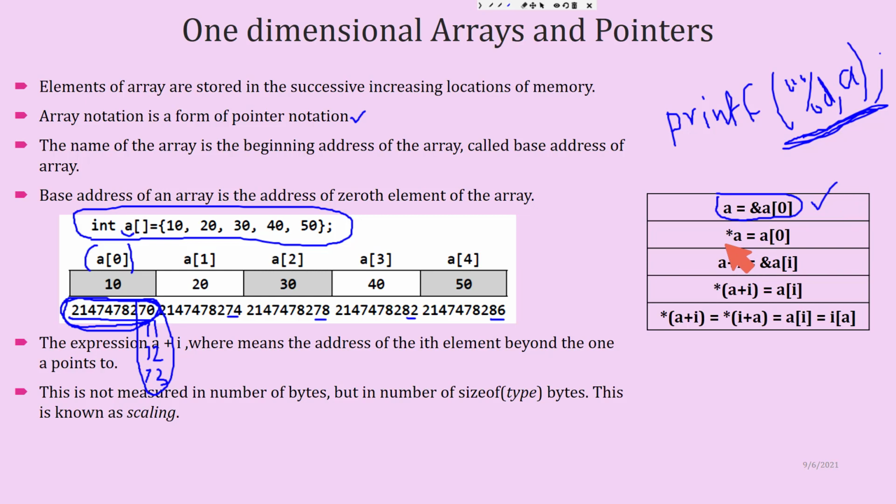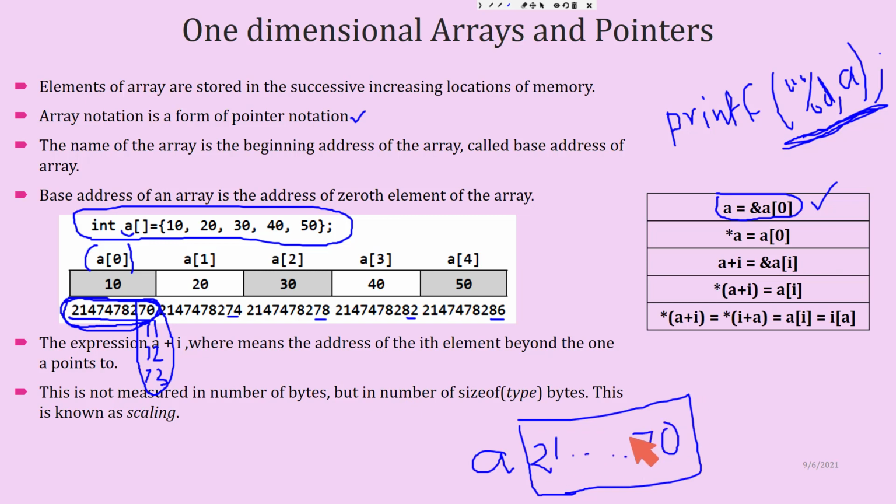So what will be star a? Now the meaning is a contains this address, some 21 followed by some 70. Star a means value at a, which means value at this address location. The value at that address location is 10. What is a of 0? a of 0 means 10. What is star a? The value at this address location, that is also 10. So star a and a of 0 are the same.